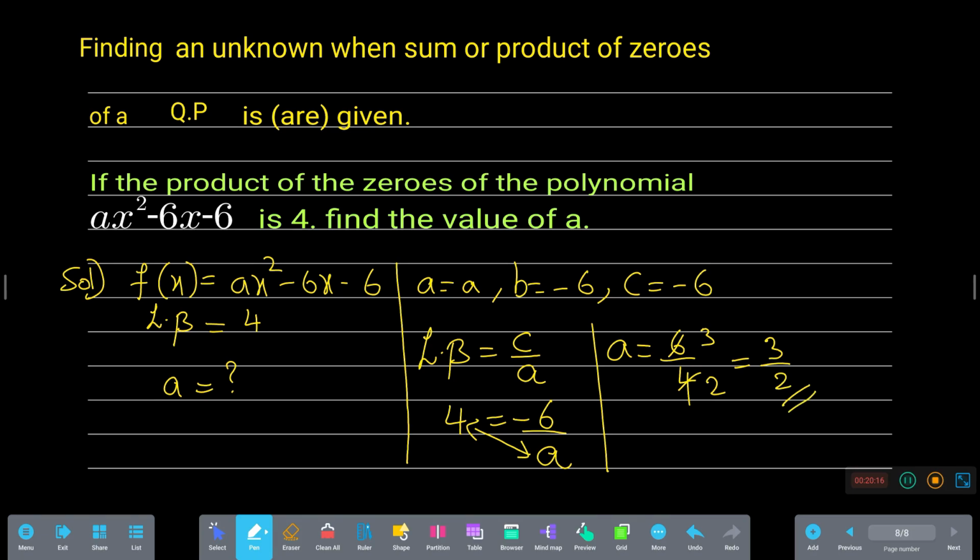Okay, so these are different types of questions that can be asked in your exams based upon the relation between the zeros of the quadratic polynomial and the coefficients of the quadratic polynomial, right?